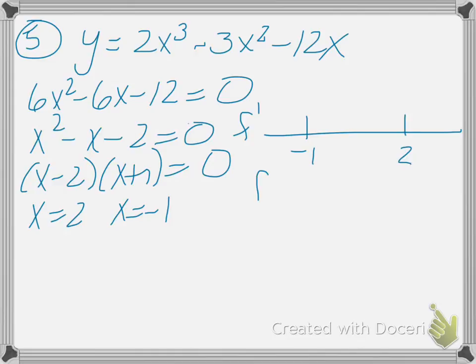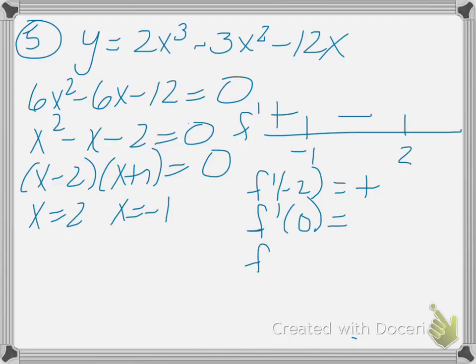Okay, so if you try f prime of negative 2, you will get a positive number. If you do f prime of 0, you get a negative number. And if you do f prime of 3, you will get a positive number.